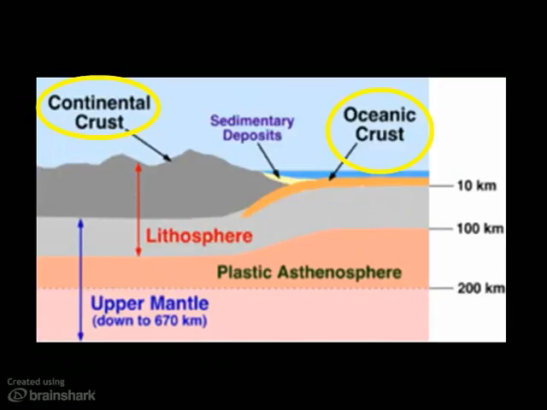And here, this picture shows you where oceanic crust is located and where continental crust is located. So as you can see, continental crust is above the ocean water, and then oceanic crust is below the water.